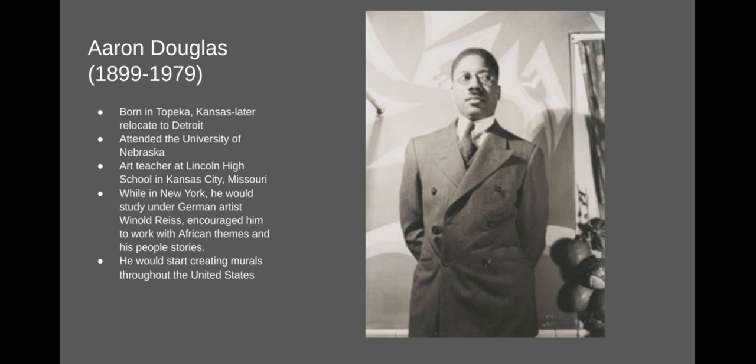Then he decided that he wanted to go to Paris to begin his art career. He said, I'm getting out of here. On his way to Paris, he actually stopped in New York. While in New York, the New Negro movement and Harlem Renaissance were occurring, and that kind of kept him there. And while in New York, he would study under a German artist named Winold Reiss, who we're going to learn about later, who encouraged him to work within African themes and also tell his people's stories. He would get opportunities illustrating for Locke, who had The New Negro, Du Bois with The Crisis, and Charles Johnson with Opportunity.